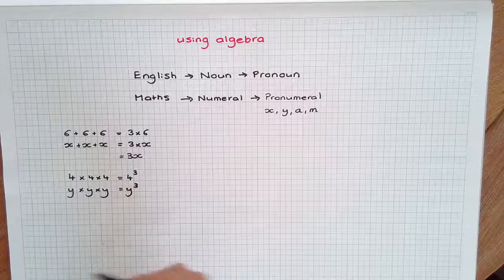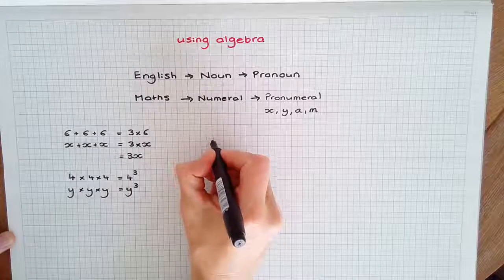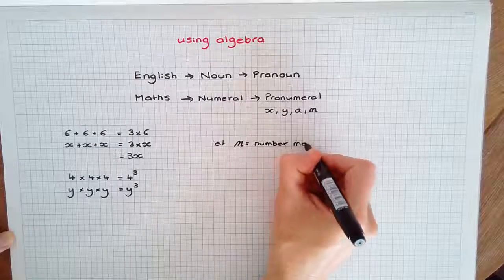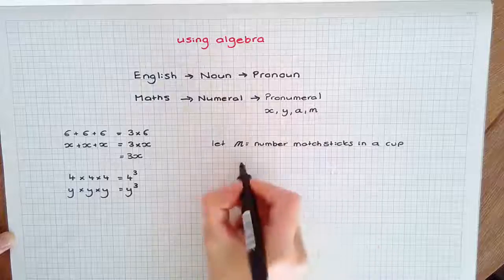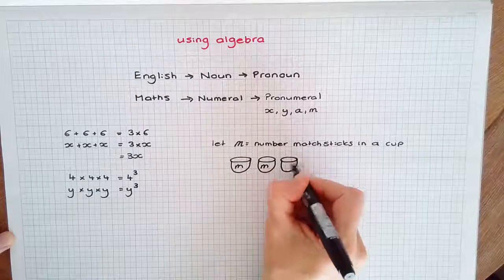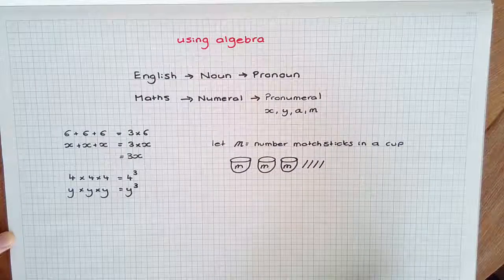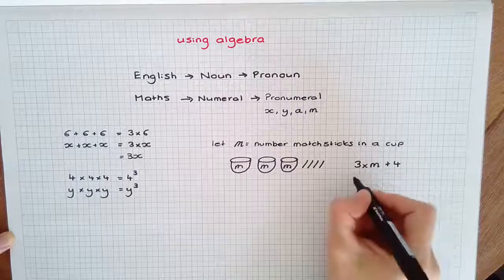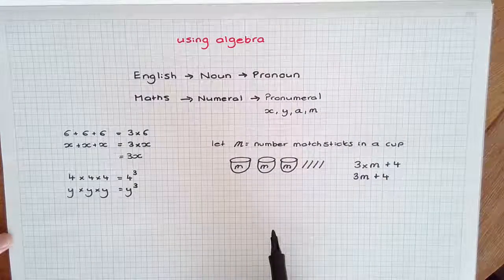We can translate words into algebraic expressions. Algebraic expressions are sentences or statements including algebra. Let's let m equal the number of matchsticks in a cup. The picture I have now drawn, with 3 cups containing an unknown number of matchsticks in each plus 4 extra matchsticks, can be written as 3 × m + 4. But since we omit the times sign in algebra, we would rewrite it as 3m + 4. This represents the total number of matchsticks I've drawn in the problem.